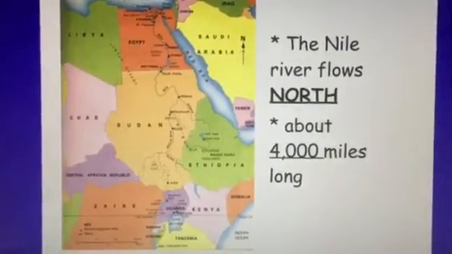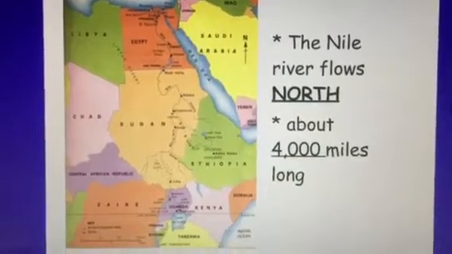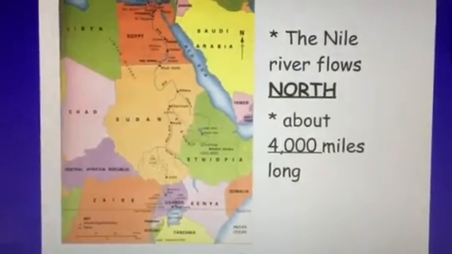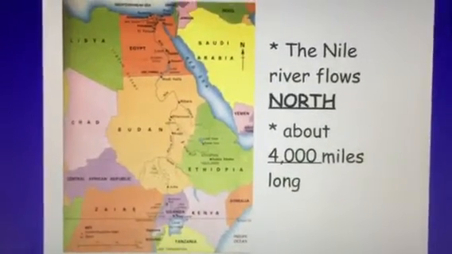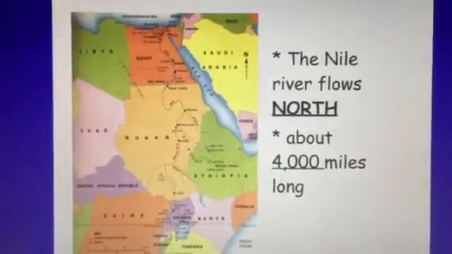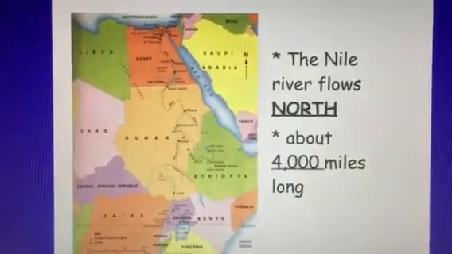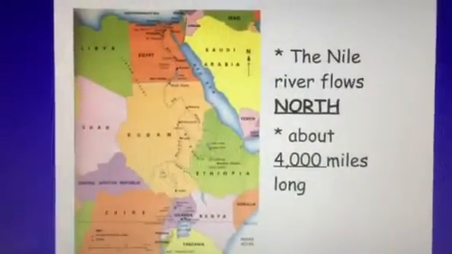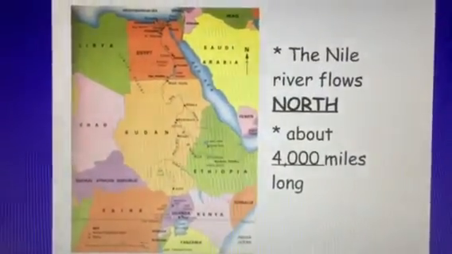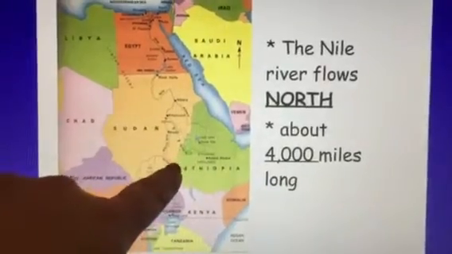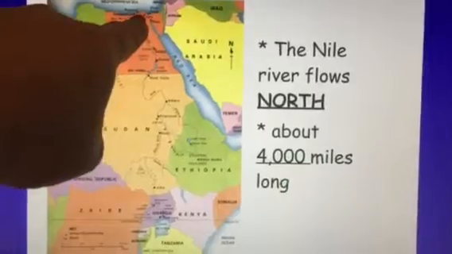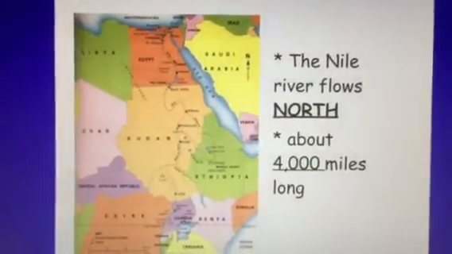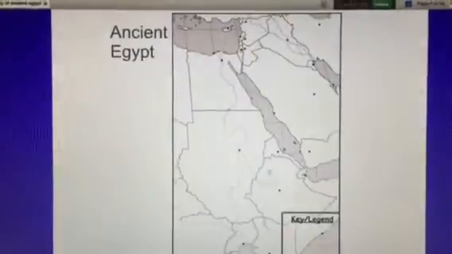The first thing we're going to talk about is the Nile River flows north, and it's about 4,000 miles long. When we think about the way that a river flows, we usually think of it flowing south. That's why the Nile River is different. It flows north. That's because there are mountains in the south, and so the land is higher, so the river flows downhill to the ocean, to sea level.